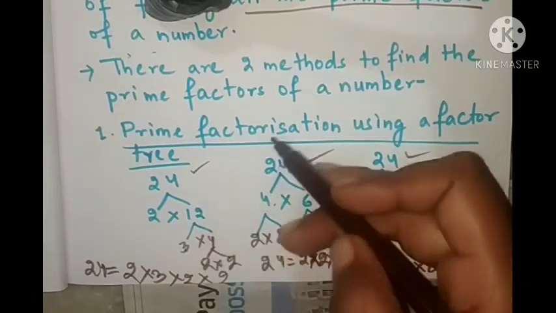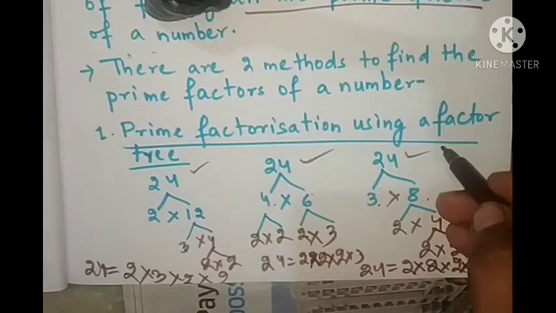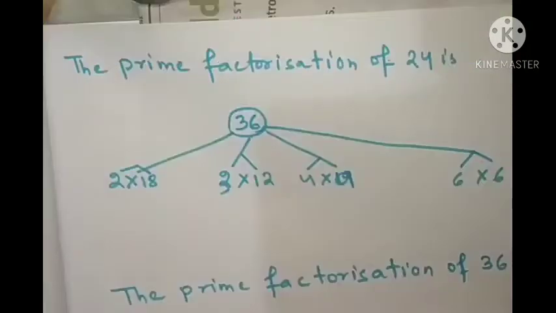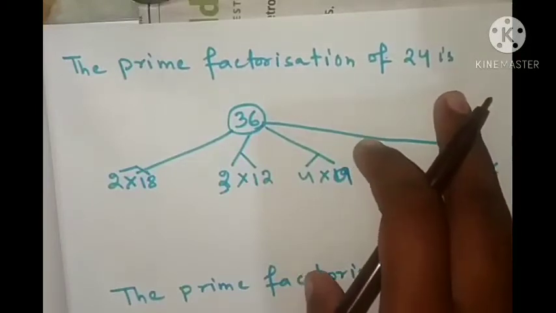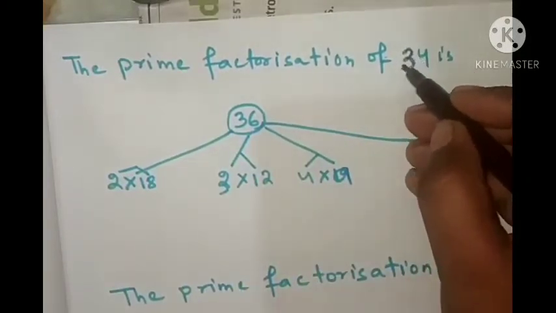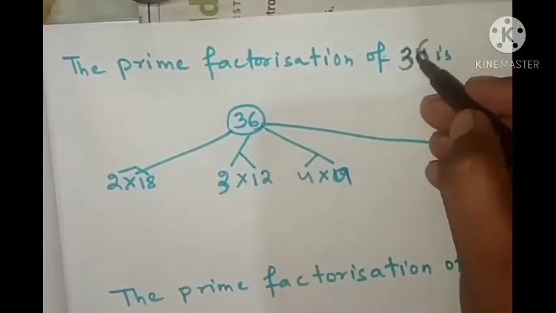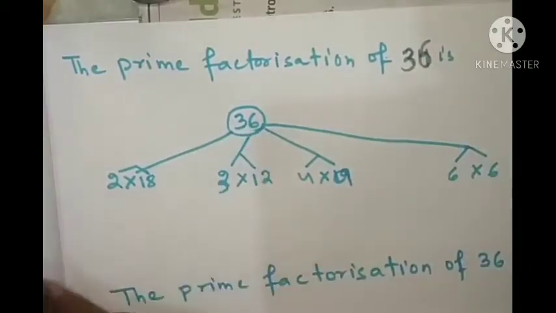Like that you can find out the prime factorization of a number. So let's take another example, the prime factorization of 36. Here I have written 36, so you find out the prime factorization of 36.